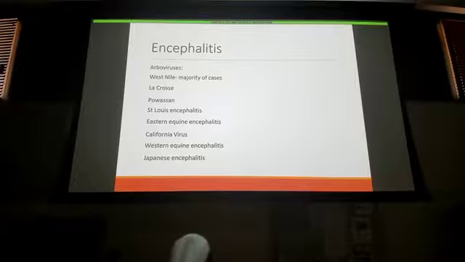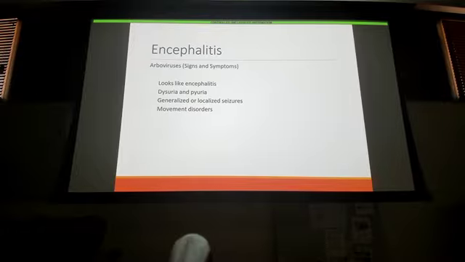But here are some other examples of encephalitis that are secondary to arthropod-borne vectors. All right, arbovirus, it looks like a normal encephalitis. However, it can be accompanied by dysuria and pyuria. What symptom is that describing those right there? Urinating. So difficulty urinating or painful urinating.